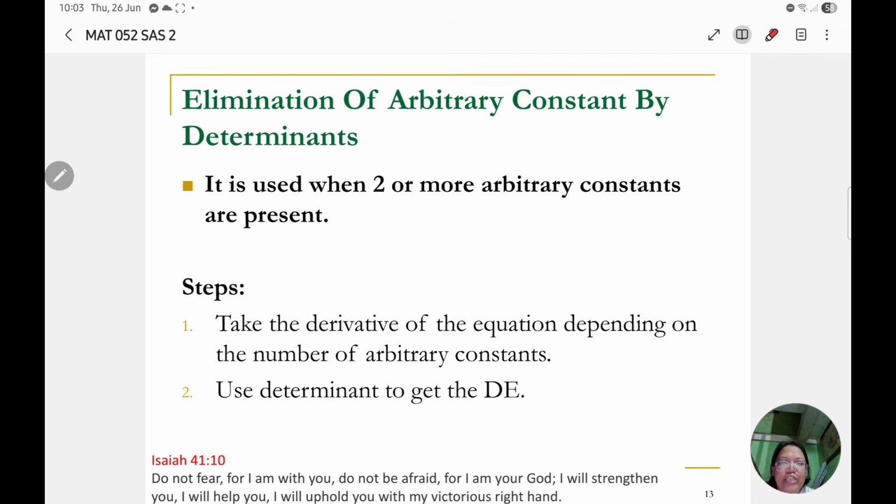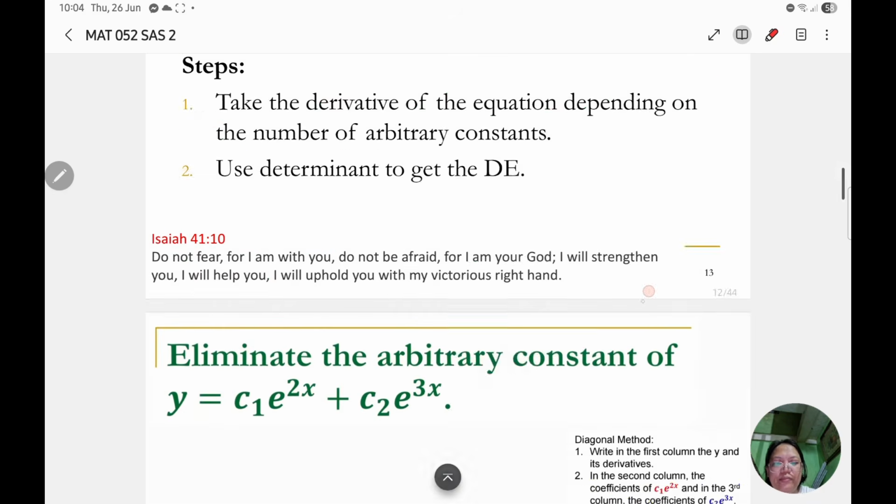Elimination of arbitrary constant by determinants. It is used when two or more arbitrary constants are present. First, take the derivative of the equation depending on the number of arbitrary constants. So if there are 2, you will derive the equation twice. But if there are 3 arbitrary constants, you derive the equation thrice, right? Then after that, you will use the determinant to get the DE.